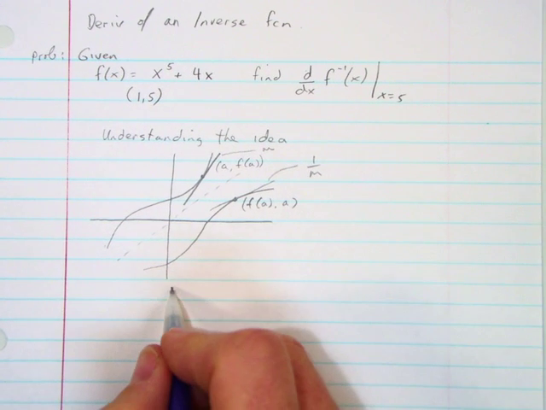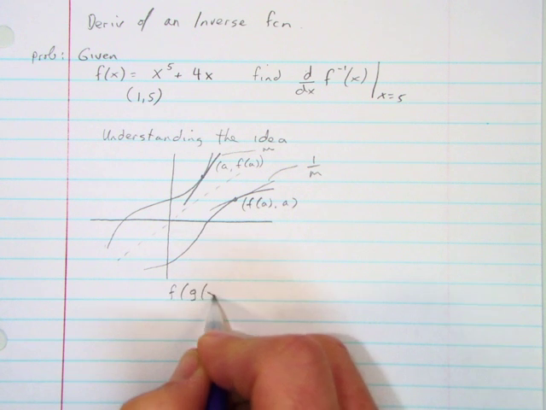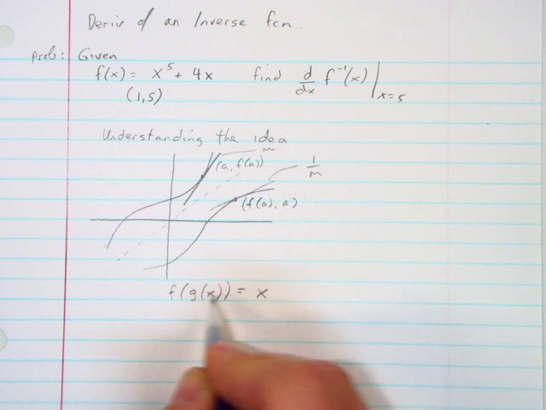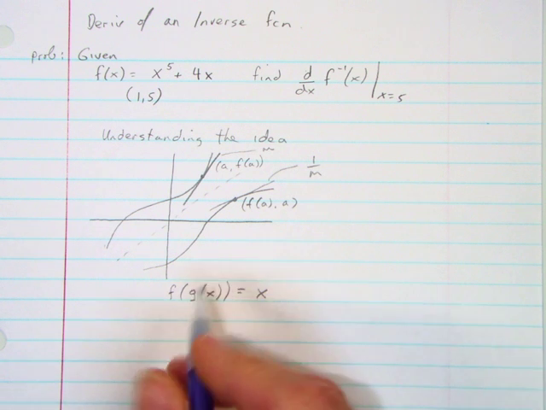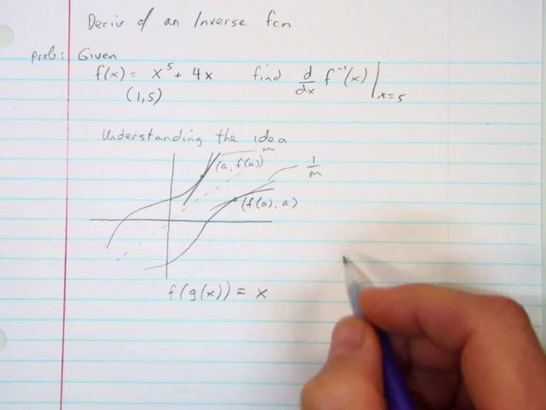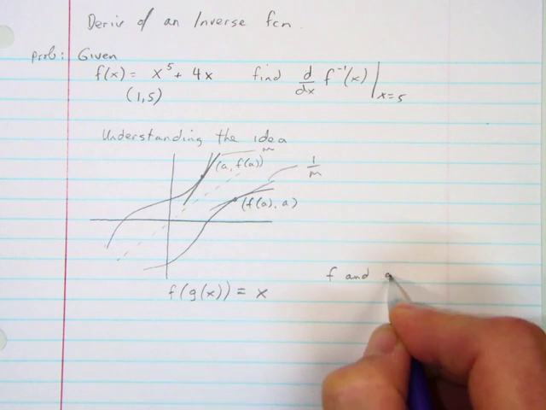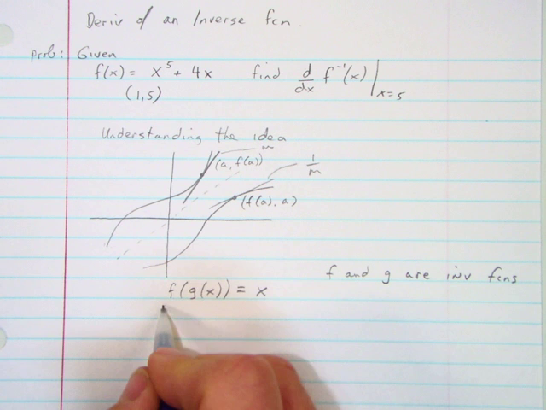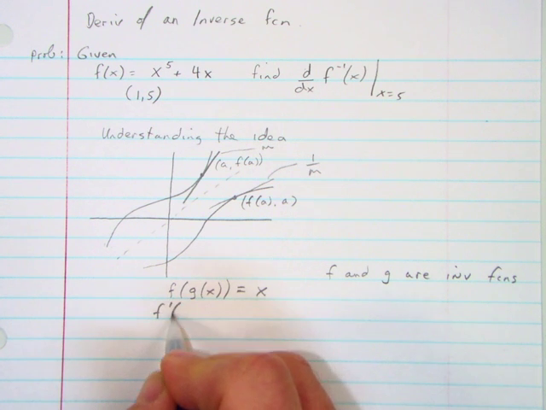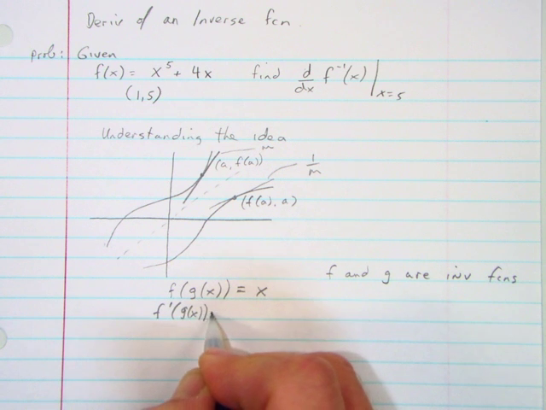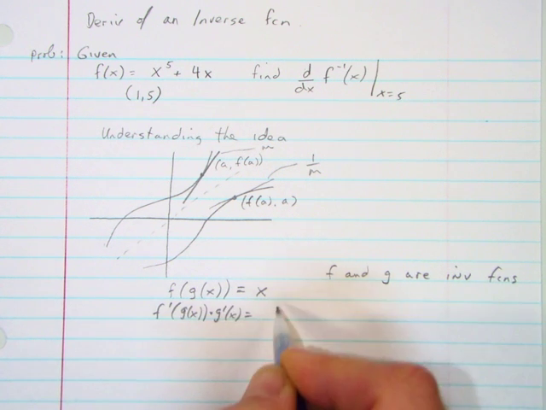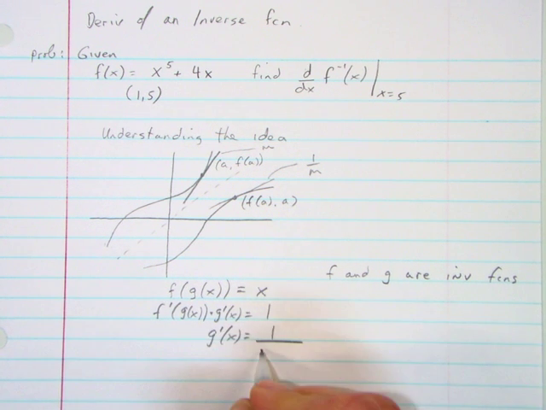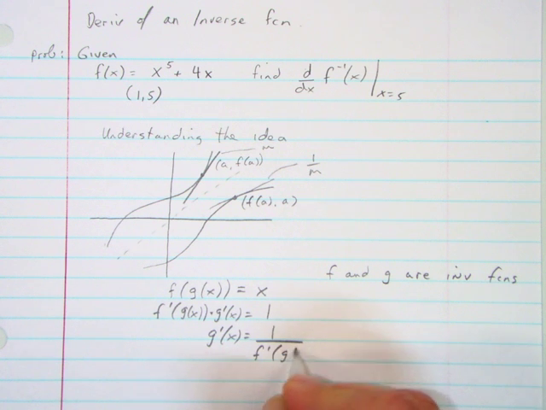And this is the way I'd want you to do this: f of g of x. If we have two functions that are inverses, f of g of x has to always equal x for all x in the domain of g. Now let's take the derivative of both sides of this, where f and g are inverse functions. The derivative of the left side would be f prime, the derivative of the outside, evaluated at the inside, times the derivative of the inside. And on the right side, we get 1. So we get g prime of x equals 1 over f prime of g of x.